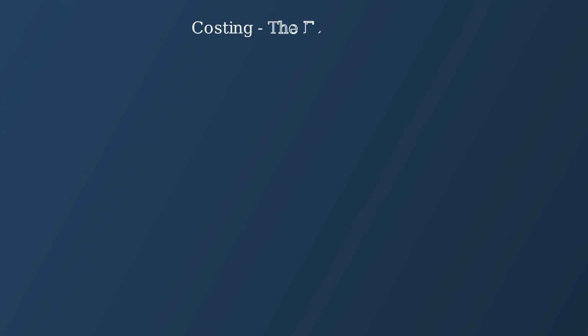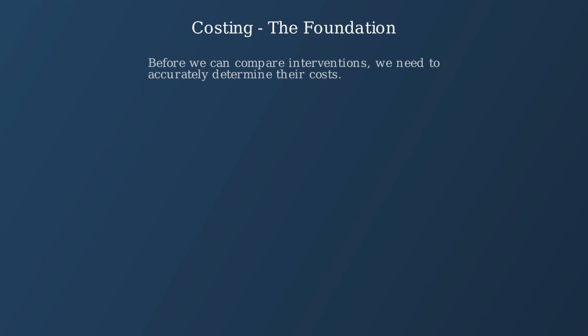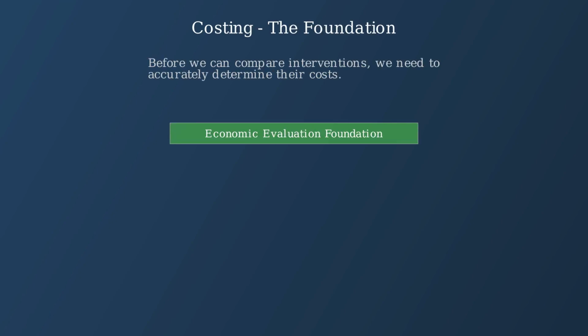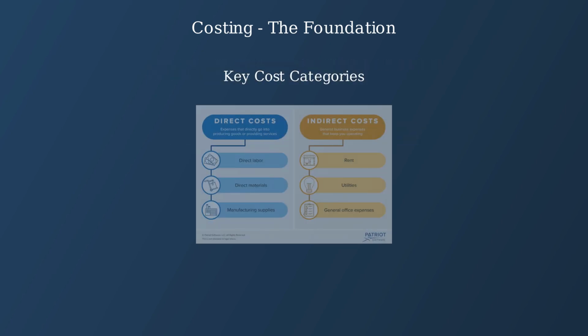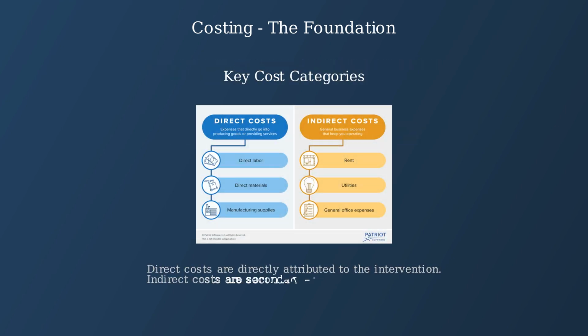In economic evaluation, accurately determining costs is the essential foundation. We categorize costs into direct and indirect costs. Direct costs are directly attributed to the intervention, such as medications, staff time, and supplies. Indirect costs include productivity losses and secondary effects.